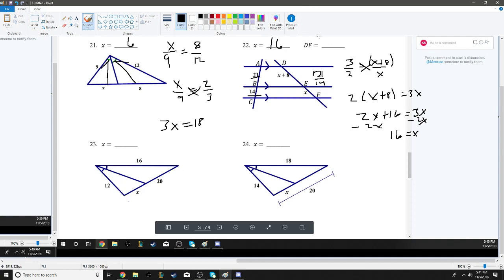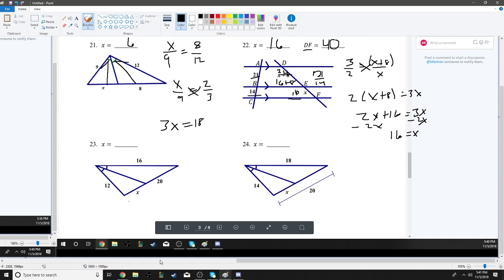Okay. Now be careful because they're asking you for df. Make sure you answer the question. So you gotta plug 16 back into x. So this would be 16. 16 plus 8 is 24. And 24 plus 16 is 40.